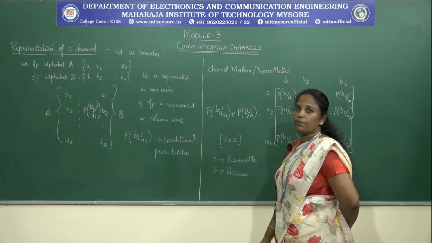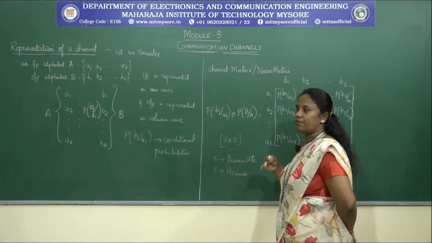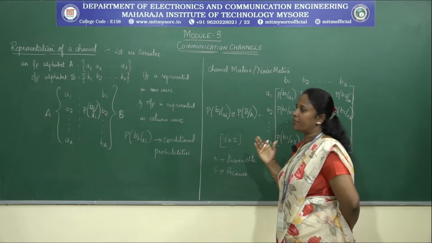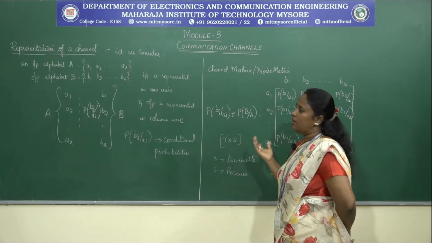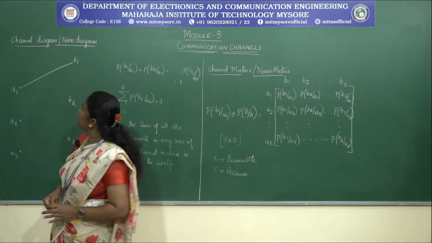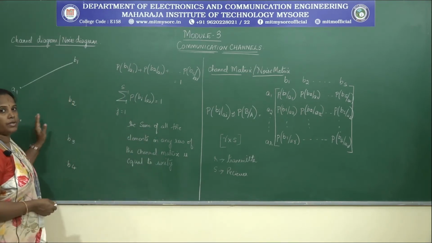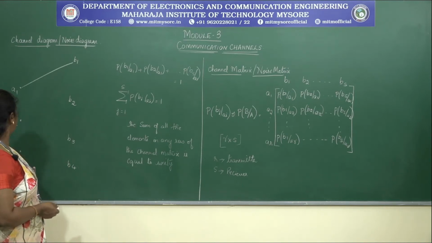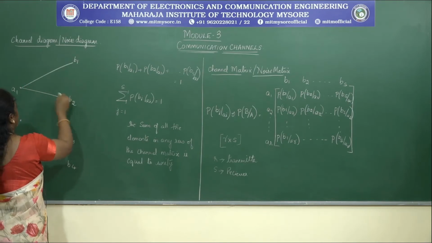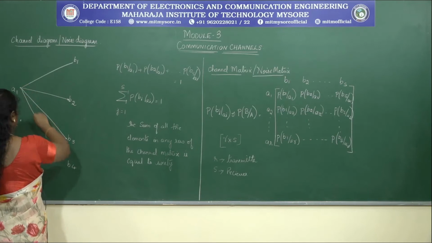Okay. So now let us see an example of, if an error gets introduced, how the output gets varied depending upon the input. Let us now look into the channel diagram or the noise diagram, where I have considered three inputs here, A1, A2 as well as A3, and corresponding to the inputs we have received 4 outputs.